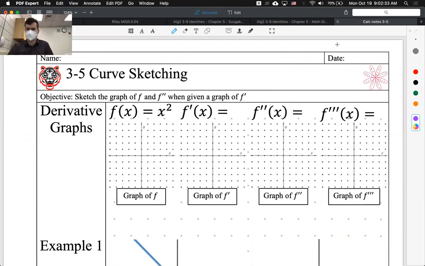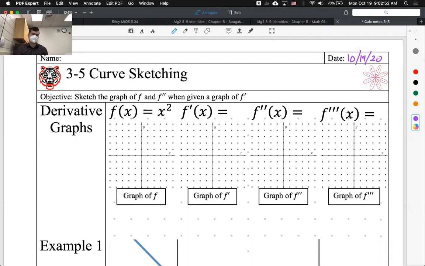Okay, so today's date is Monday, October 19th, 2020. Curve sketching, yes, our objective today is to... There it is, okay. So let's practice graphing these things.